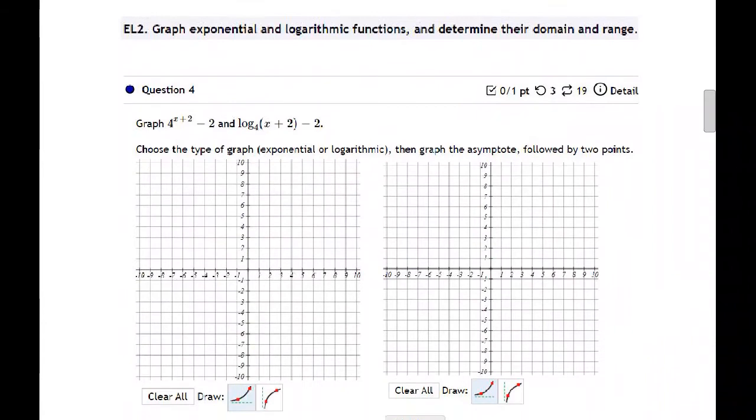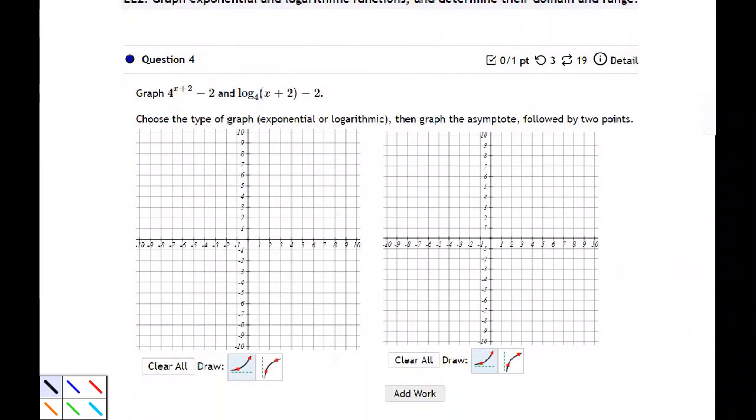So in this setup, we want to choose the type of graph, whether it's exponential or logarithmic, and then graph the asymptote, followed by 2 points. In the first graph, I'm going to plot 4 to the (x plus 2) minus 2. That is an exponential graph, so I'm going to choose the exponential option, which is the increasing graph with a horizontal asymptote.